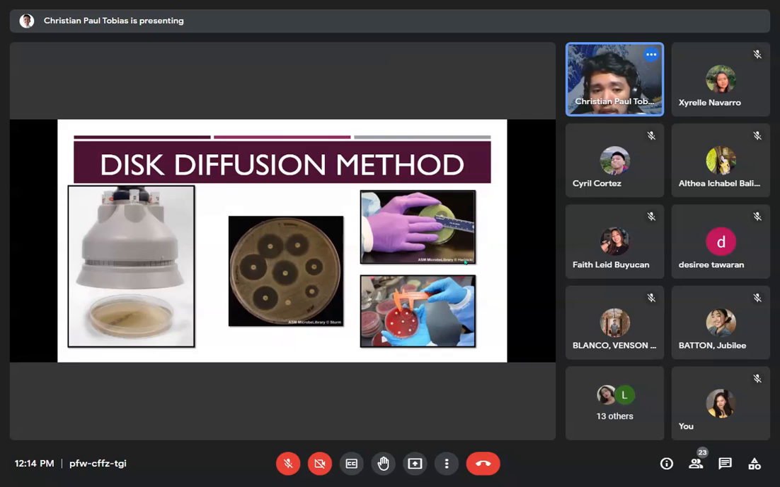And then you will incubate. Ang kalalabasan, ganito. So, ang choose ni clinician dito, hindi na siya magdalawang isip na piliin to. I-reject niya na to agad. Okay, then you will measure the zone of inhibition using a ruler or vernier caliper.